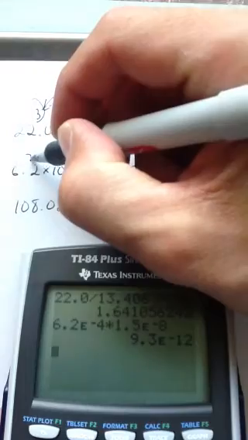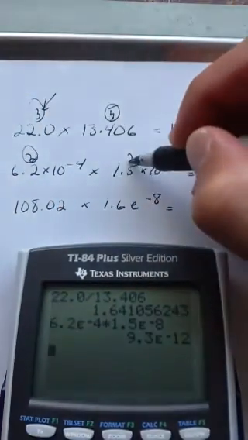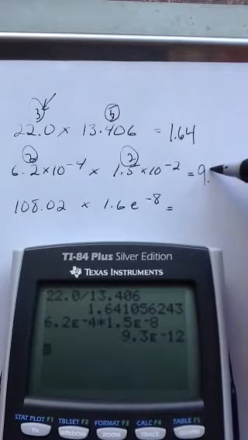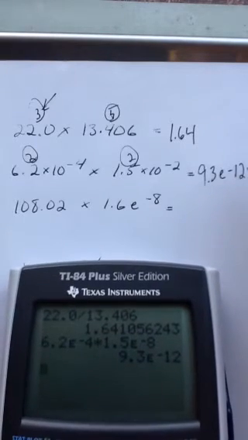Well, in this case, we have 2 significant figures. We have 2 here. So our answer, and it came out in the calculator that way, is 9.3 e to the negative 12th. So that's the answer to that one.